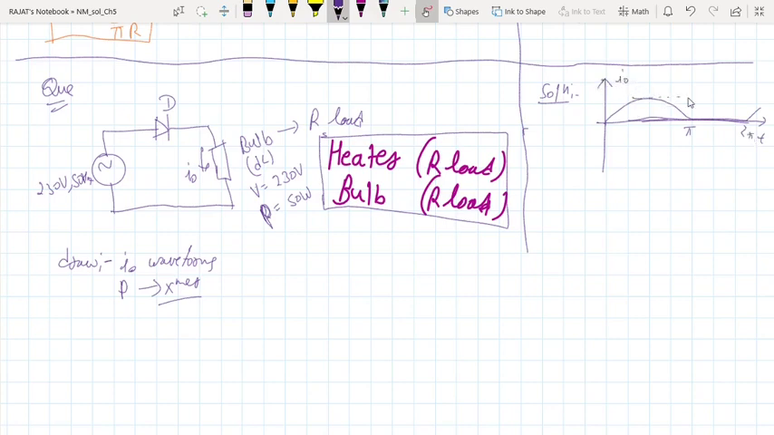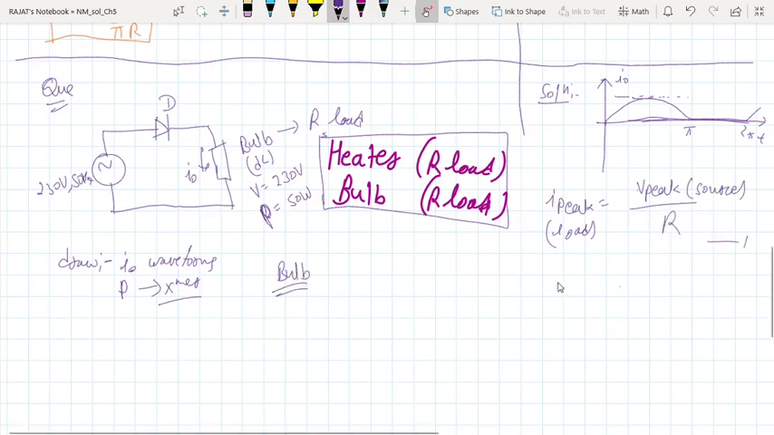So what is the peak value? How can we calculate the peak value? The peak value on the load side is the peak value of the source divided by the load resistor R. Suppose this is equation 1.